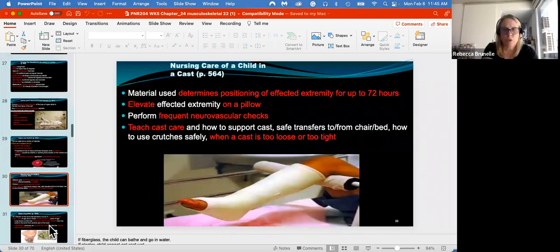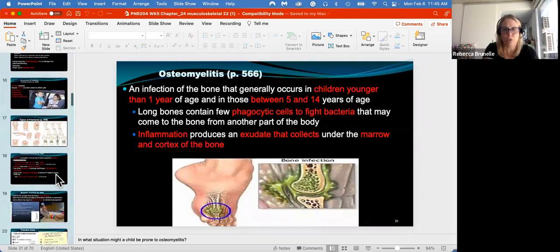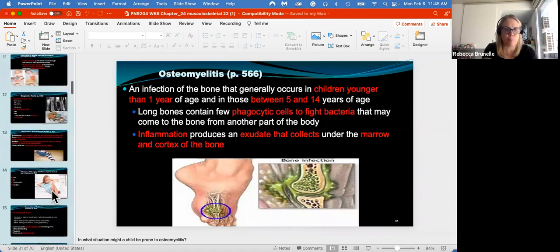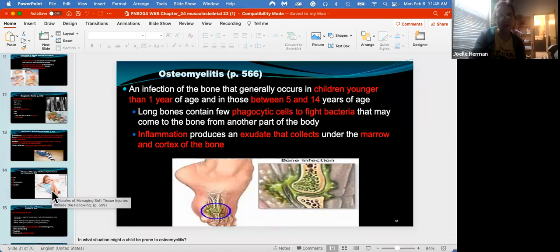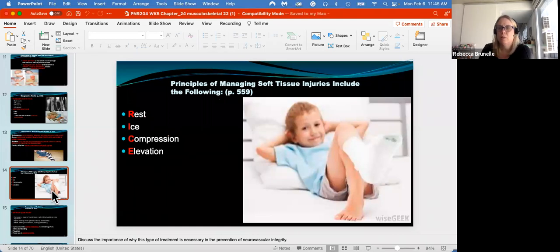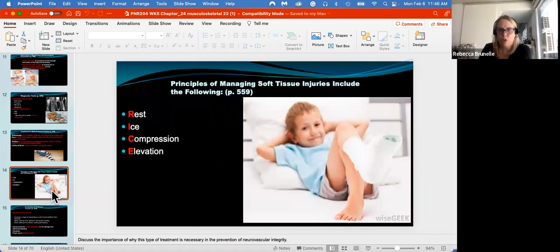Okay, so we're going to go back now and talk about soft tissue injuries. Who knows the acronym that we talk about if they have a sprain or a strain? What do you recommend that they do? It's not a fracture, it's a milder injury. RICE. And what does RICE stand for? Rest, ice, compression and elevation. Okay, very good. So rest, ice, compression, elevation. You do need to know that.